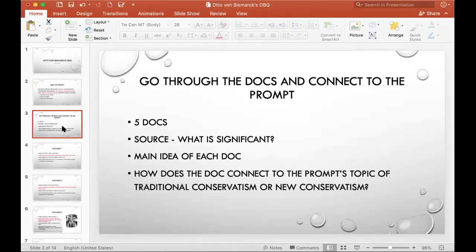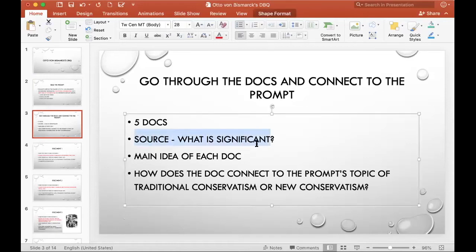So we have 5 documents. As we go through the documents, we need to look at the source, what's significant about the source, because a few of them will stand out and that will help us later source our documents. What is the main idea of each document, and how do we connect the document to the prompt? This cannot be more important. You have to connect every single document to the prompt topic. In this case, our topic is traditional conservatism and new conservatism.